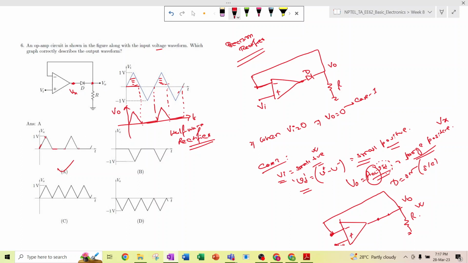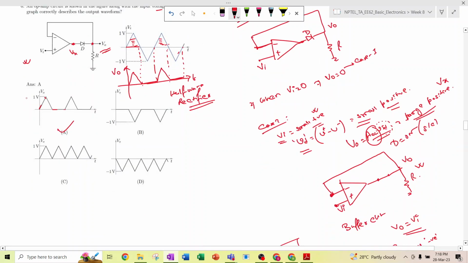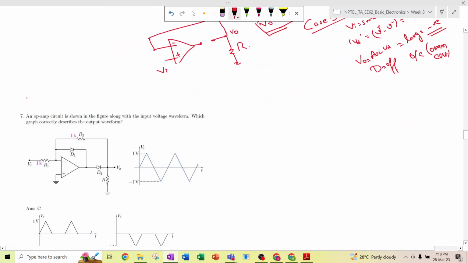So whenever this Vi is positive, then the output Vo follows the input, and whenever this Vi is negative, that will turn the diode off, and as a result, the Vo becomes 0. So this is a basic property of a half-wave rectifier, and this is known as a precision rectifier, that is, using the op amp and the diode to get a particularly operated rectifier. So this is known as the precision rectifier problem. Okay.